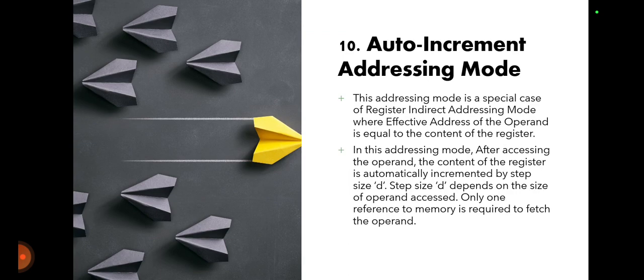Tenth one, auto increment addressing mode. This addressing mode is a special case of register indirect addressing mode where the effective address of the operand is equal to the content of the register. And in this addressing mode, after accessing the operand, the content of the register is automatically incremented by step size D. D depends on the size of the operand.